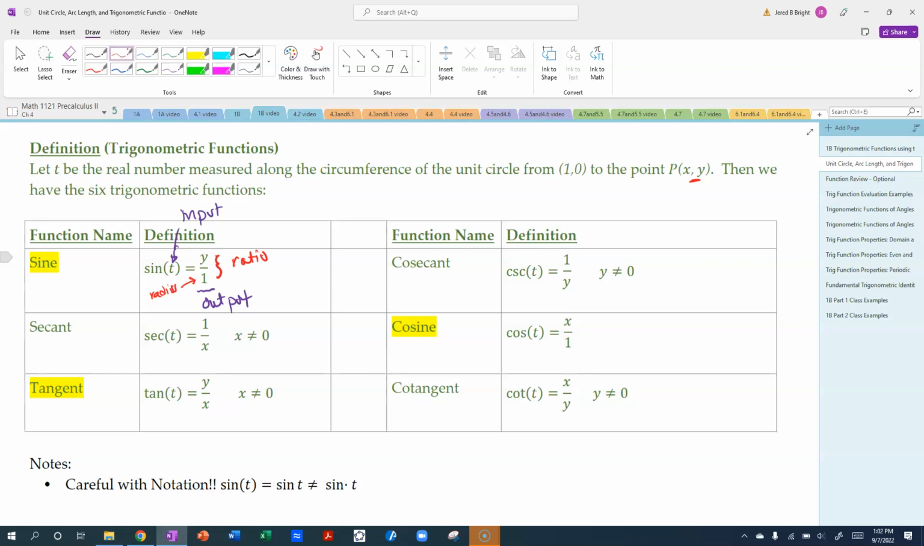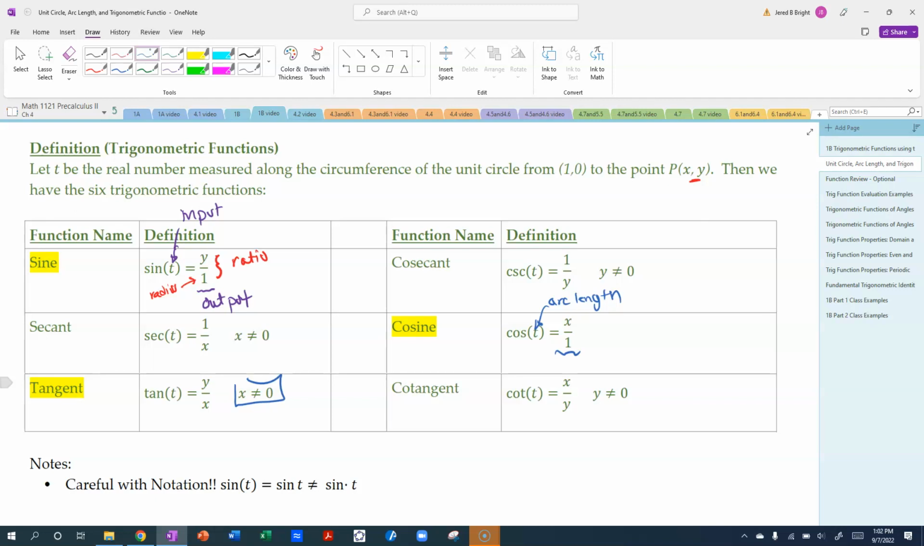Okay, next big one is cosine. Again, with cosine, we input the arc length and we get out a ratio that is the ratio of the x coordinate to the radius. Tangent is the ratio of the y-coordinate to the x-coordinate if we input the arc length, okay? Note that in this case, since we have a variable denominator, we cannot have the denominator being 0, okay?